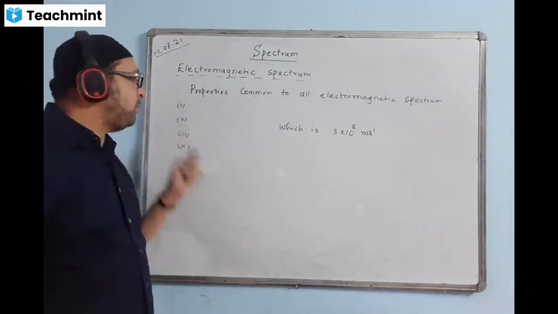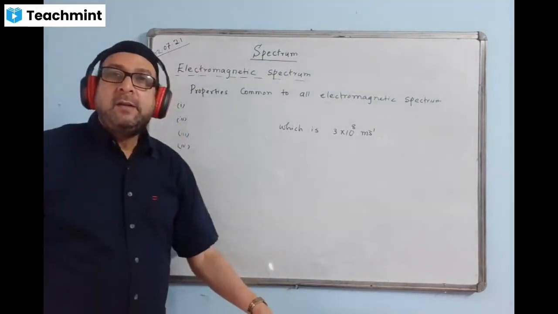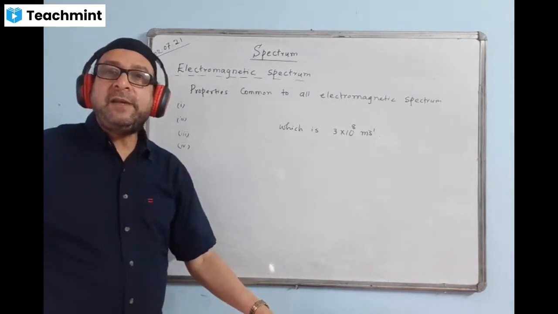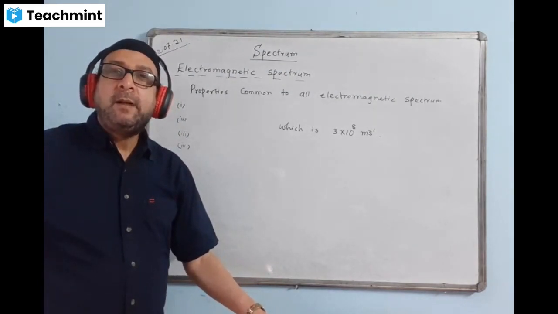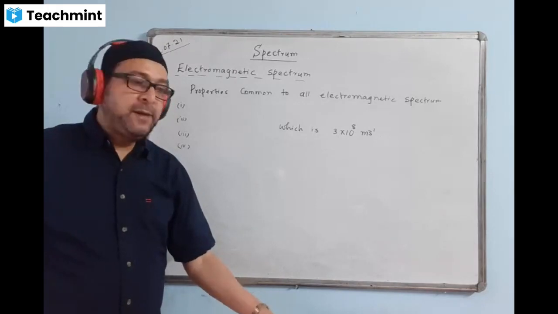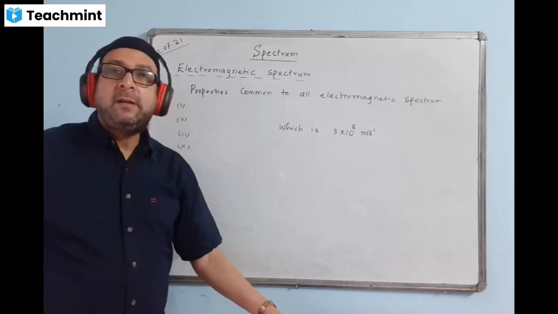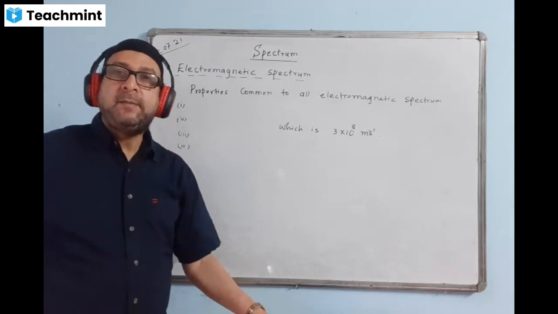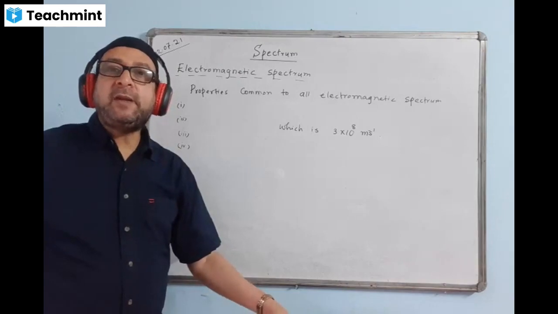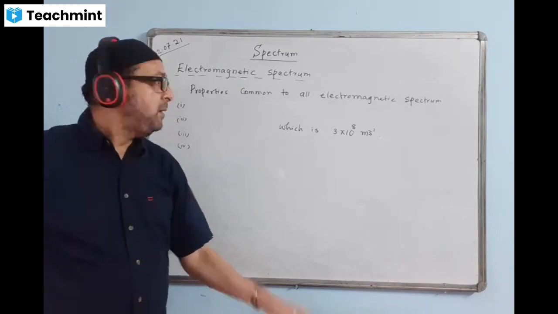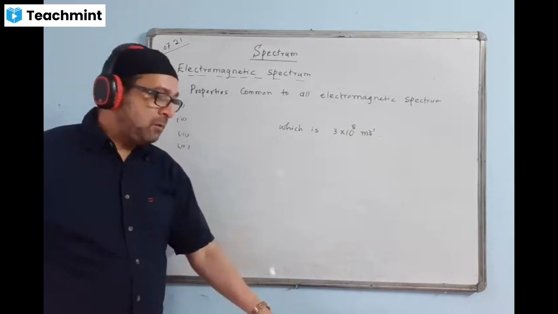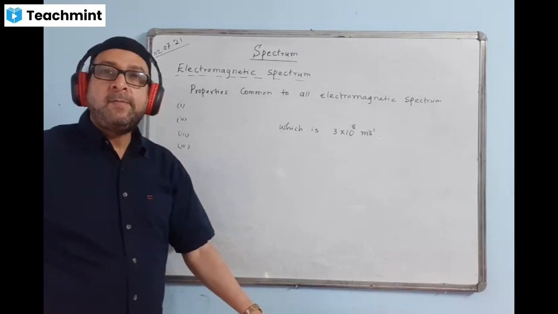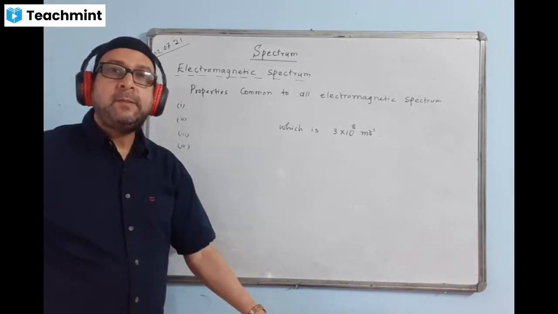Second point, you write now, second common property: they all have equal speed in vacuum and in air, which is this value, 3 into 10 to the power of 8 meters per second.